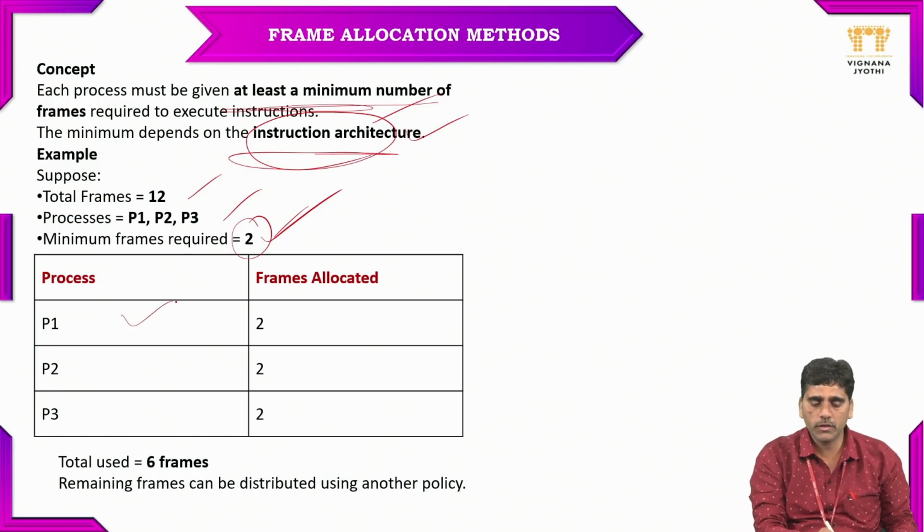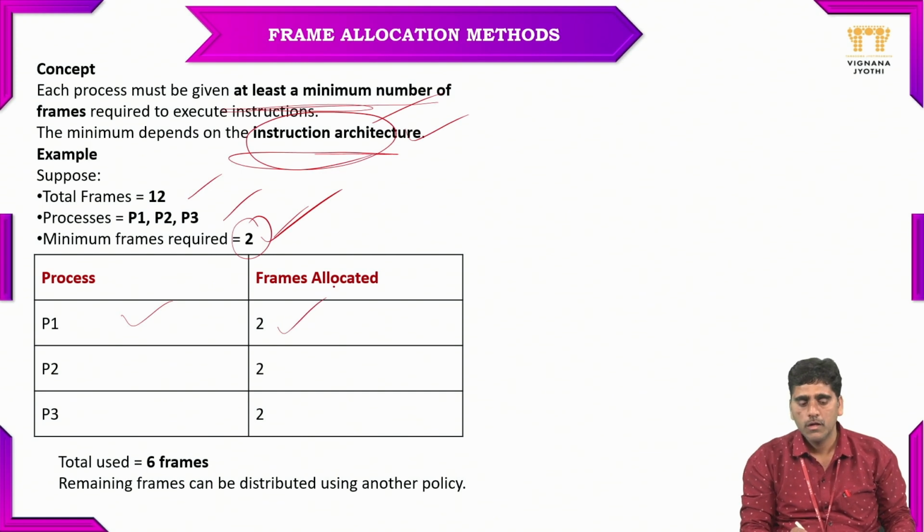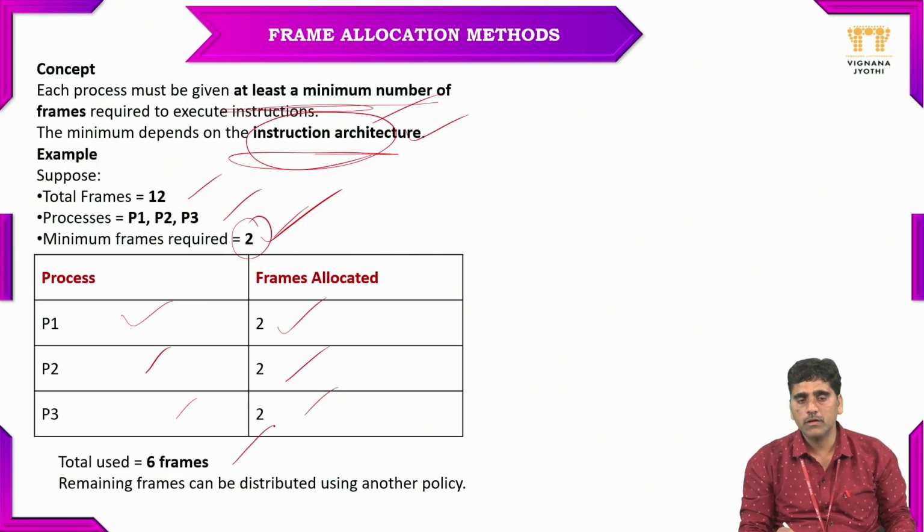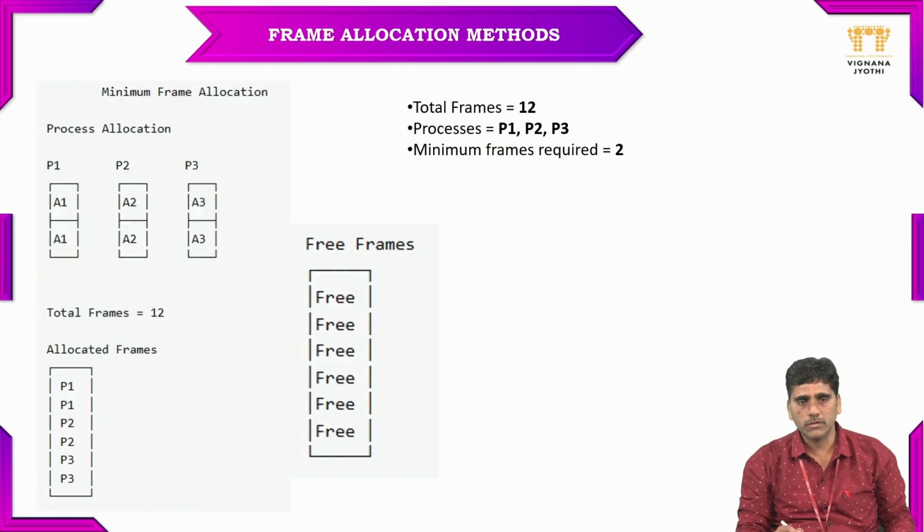So here process 1 can utilize the minimum number of frames, process 2 can utilize the minimum number of frames, and process 3 can also utilize the minimum number of frames. So a total of 6 frames are used. And the remaining frames can be distributed using other policies. That means the remaining 6 frames are empty, and they can be used for other processes, distributed by other policies.